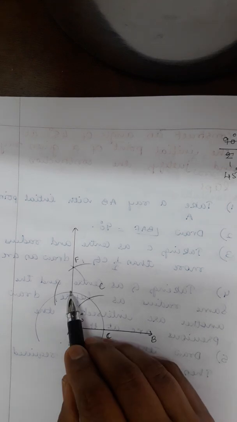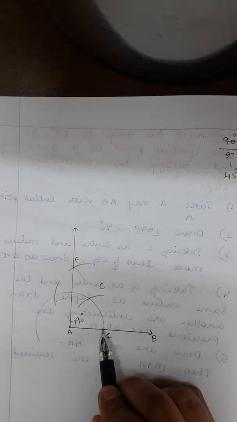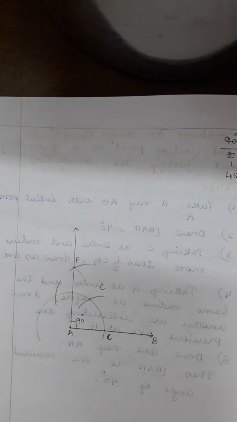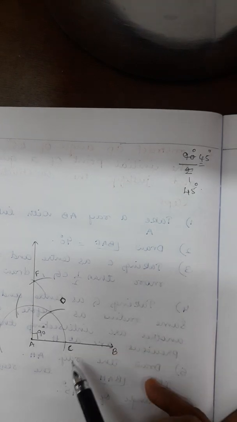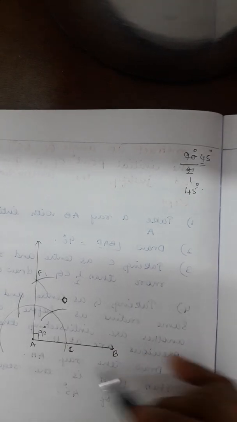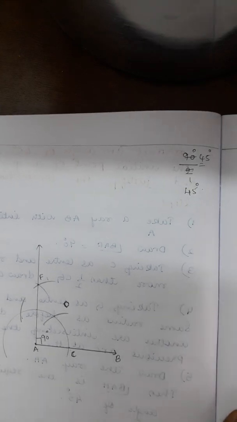Now within this radius I have to draw the arc such that it is equal to 45 degrees. I am going to call this point C, this point D, and the point where this arc meets at 90 degrees, I am going to call G, and this E. Now I have to construct 45 degrees, which is exactly half of 90 degrees.